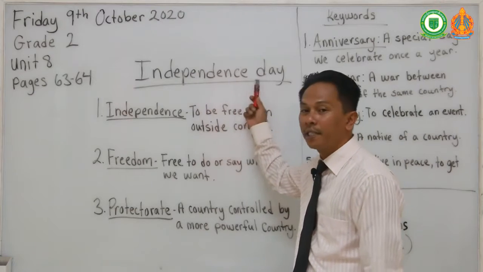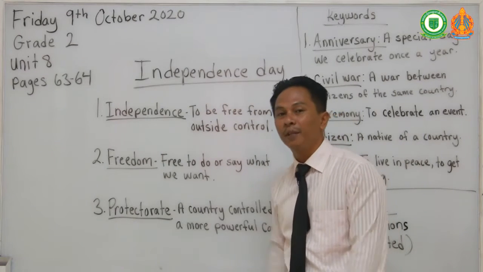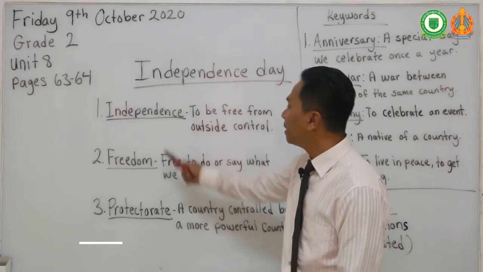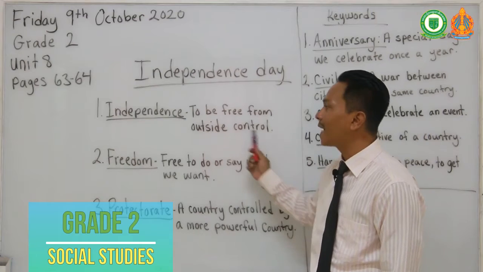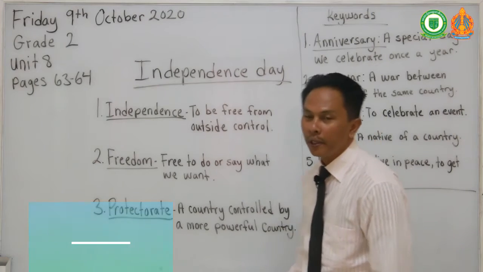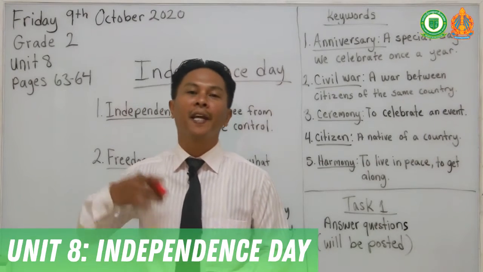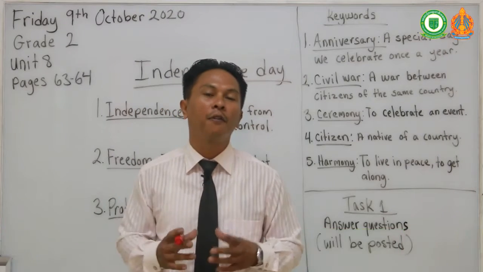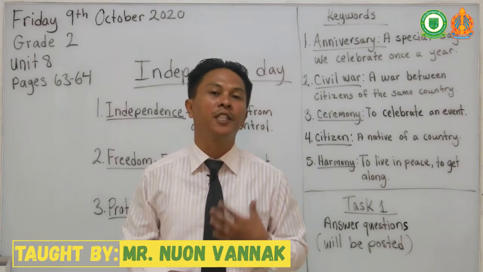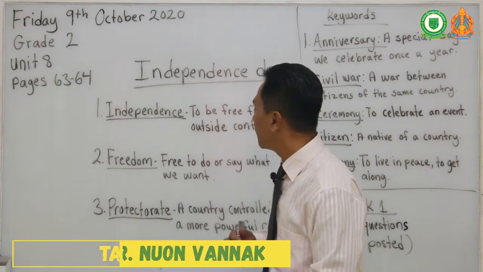To know Independence Day, we got to learn about independence. Okay, so what does independence mean? Independence means to be free from outside control. So in other words, independence means nobody can control you. You're on your own. You're by yourself. You're allowed to do as you please. So that's what independence is, okay?